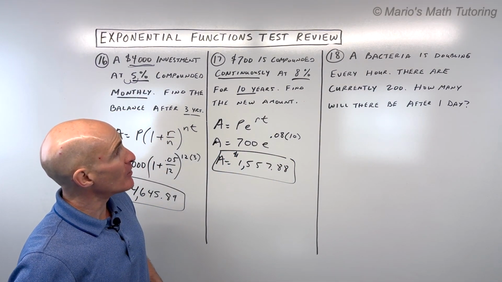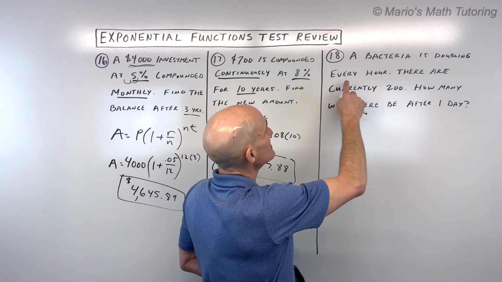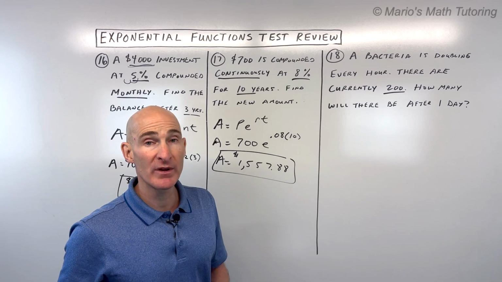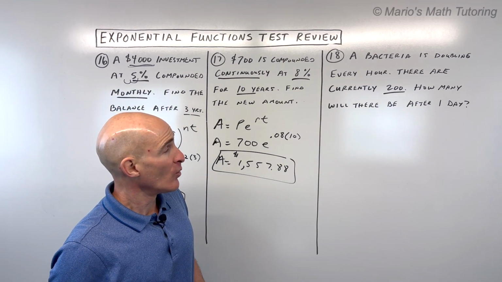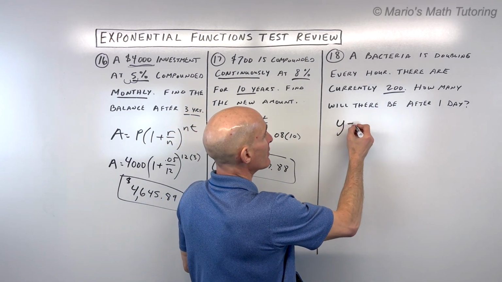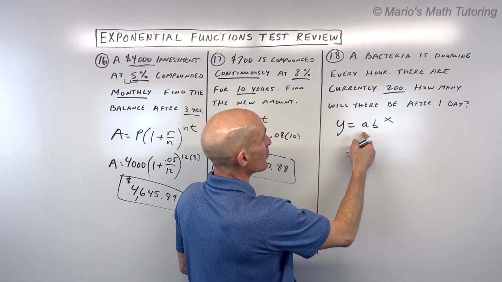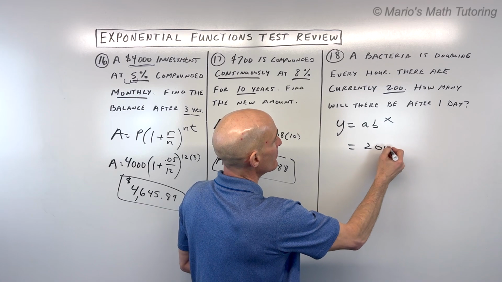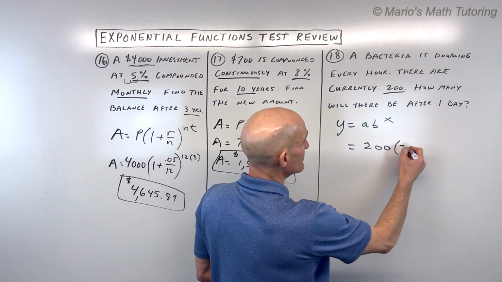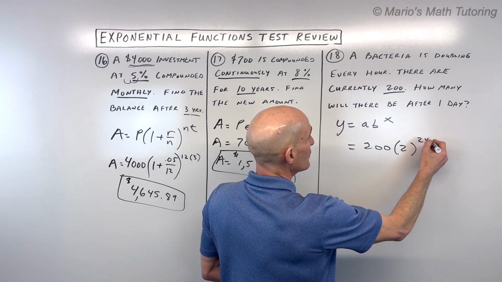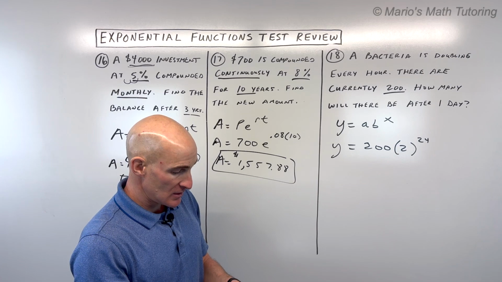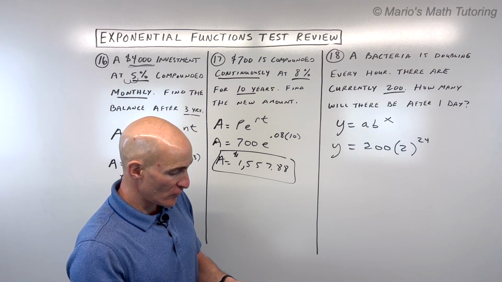Now for the last problem, number 18, we've got a bacteria is doubling every hour. There are currently 200 bacteria. How many will there be after 1 day? Well, we know 1 day, that's actually 24 hours. And we're thinking about a function that's like in this form right here, where A is the initial amount, that's 200 bacteria. B is our growth factor, in this case is doubling, so that's going to be 2. And it's doubling 24 times. So that's going to be 200 times 2 to the 24th power.